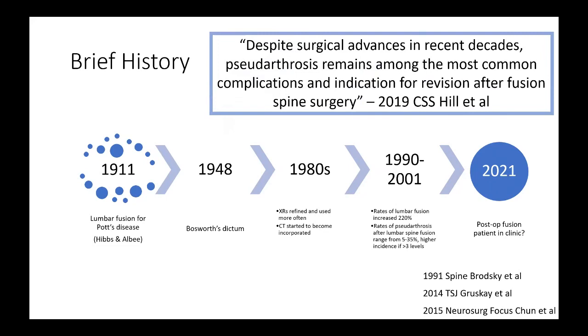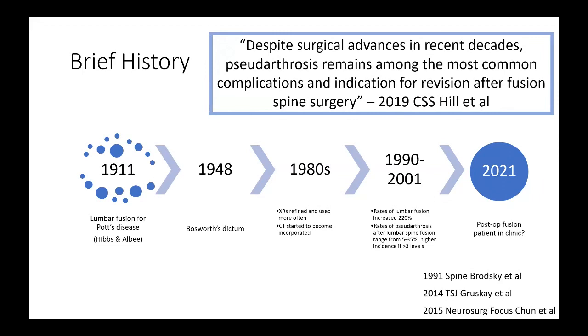So the first lumbar fusions were performed in patients with Pott's disease and spinal deformity from tuberculosis. Dr. Bosworth, a spine surgeon in Staten Island in the 1940s, had a dictum that the only way to be sure of the status of a fusion was to explore it surgically. So he routinely explored all of his fusions at the end of 1 year, and routine exploration of fusions continued well into the 1980s, especially in scoliosis patients.